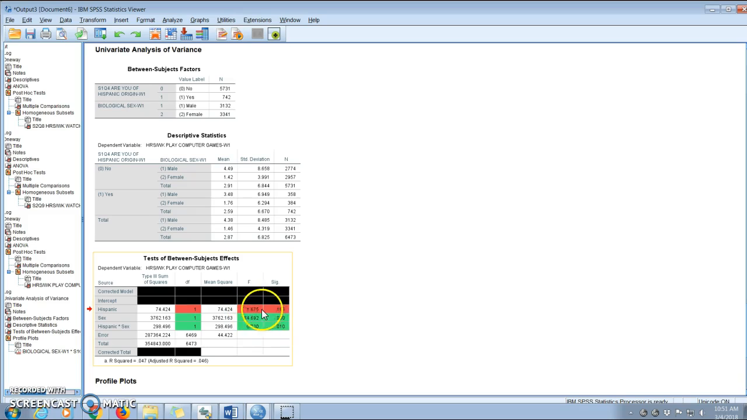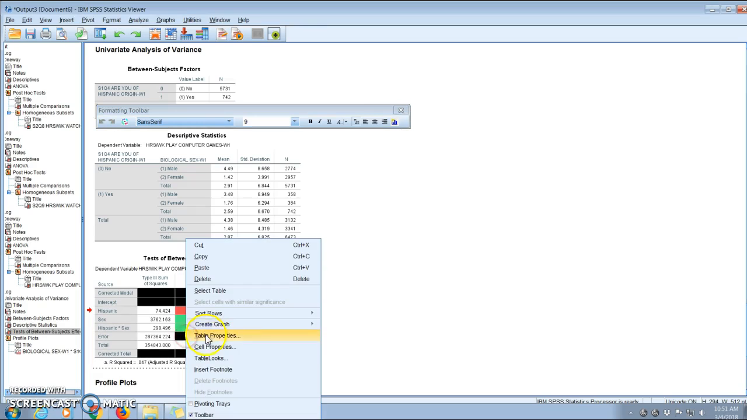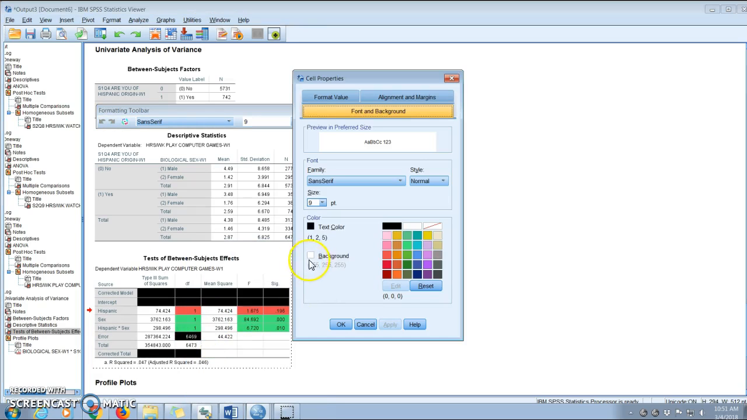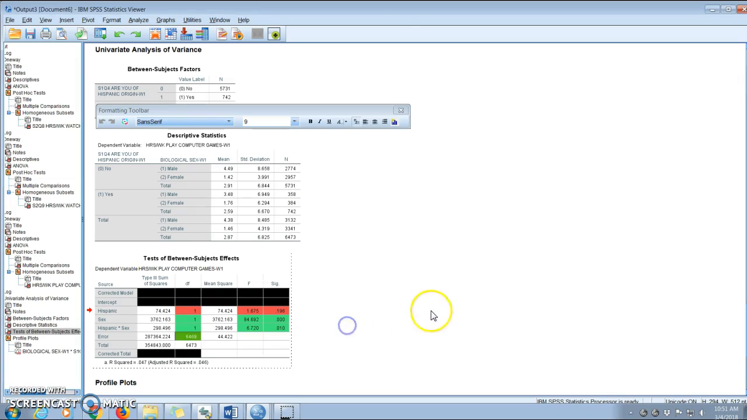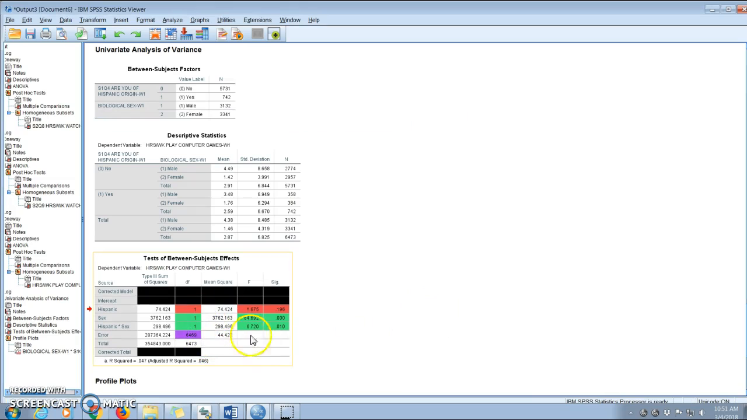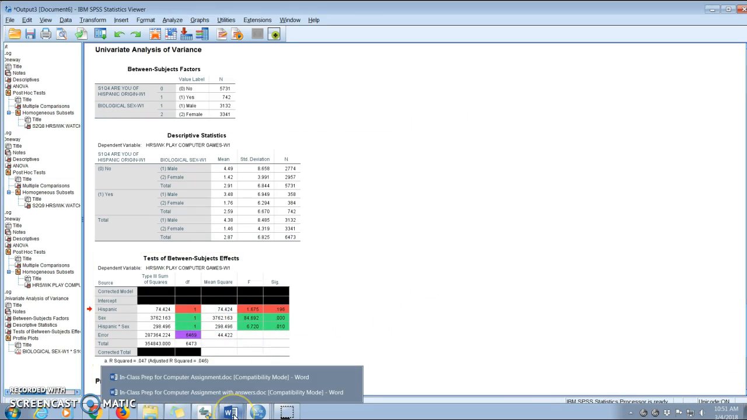One of them is not significant, so there's no main effect for ethnicity, but there is a main effect for sex, and there's an interaction of Hispanic by sex. For all of these, you're going to use the same denominator. I guess I'll put that in yellow since it, oh, these colors are awful. We'll put it in, I don't know, what do you guys like? Purple. Okay, so that goes with all of the conclusions that we're going to write.